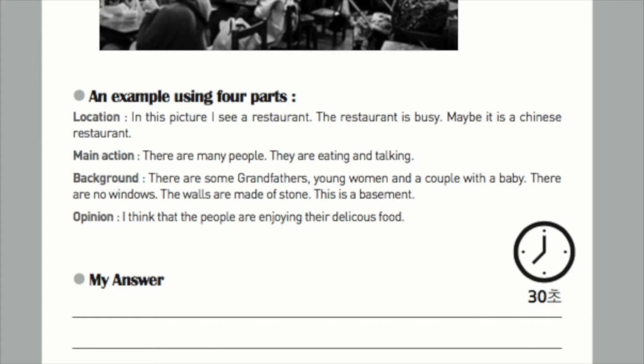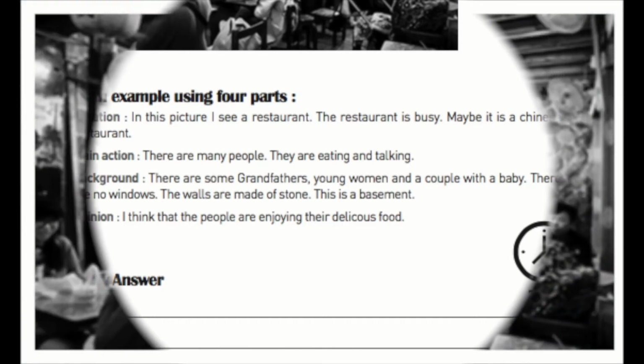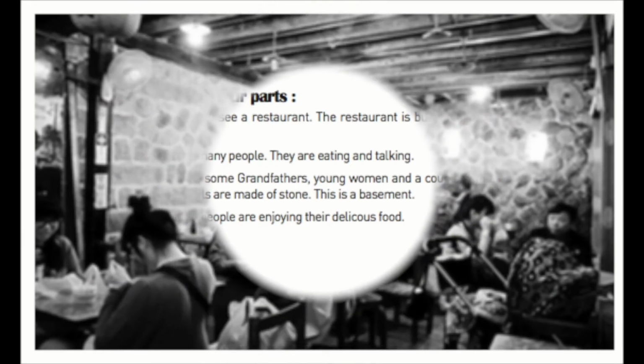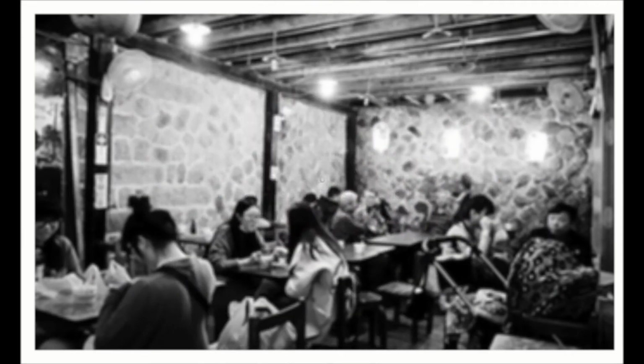There are no windows. The walls are made of stone. This is a basement. I think that the people are enjoying their delicious food. Now you have about 1.5 minutes to practice it by yourself. Ready? Go!